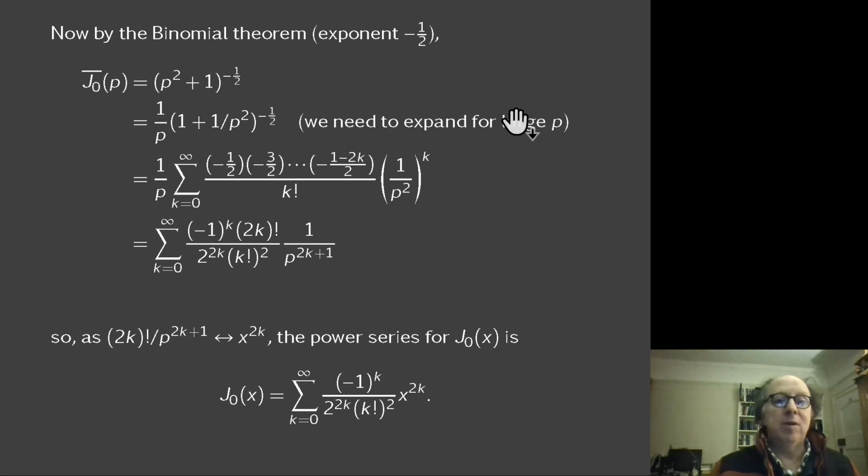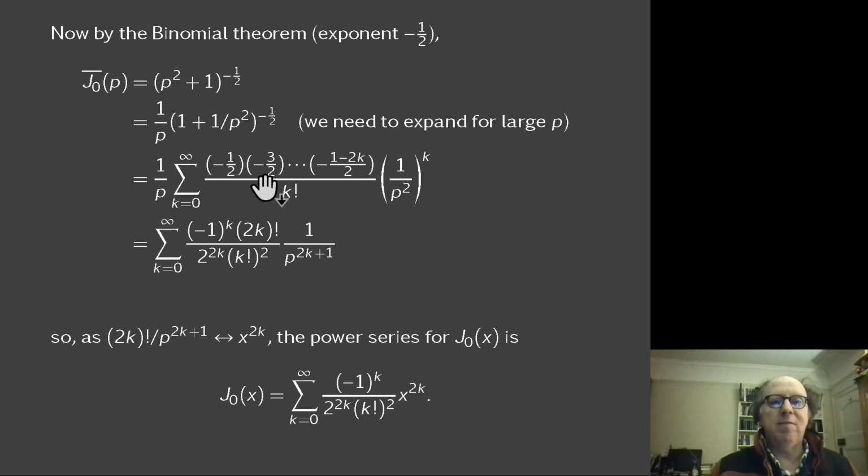There are other ways of doing this, but there's none that are as simple as this. We have J0 bar of P is P squared plus 1 to the minus a half. Write it this way because we're going to use the binomial theorem to expand this. As before, we need to expand for large P, so we take out a factor of P squared from the inside. It becomes a P in the denominator, 1 over P there, times 1 plus 1 over P squared to the minus a half.